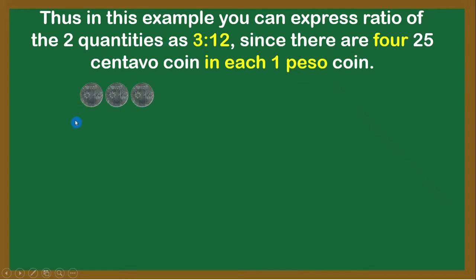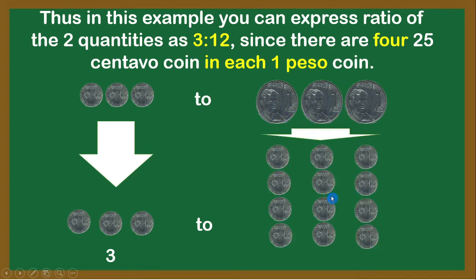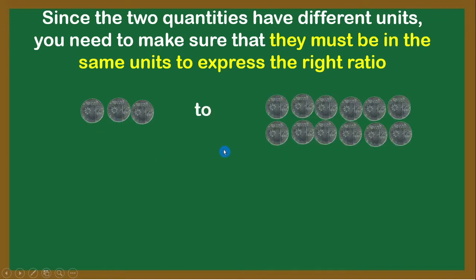Let us go further. So this is 3 25-centavo coins to 3 pesos. These will give us 3 25-centavo coins. Then we have these 3 pesos. To make a ratio, they must be the same quantity. So if we convert these 3 pesos into 25 centavos, it will give us 12 25-centavo coins. So we now have 3 25-centavo coins and 12 25-centavo coins. Since the two quantities have different units, you need to make sure they are in the same units to express the right ratio. So 3 25-centavo coins to 12 25-centavo coins, the ratio now is 3 is to 12.